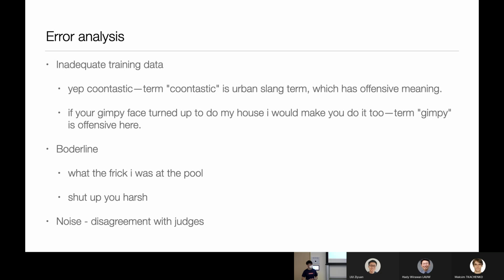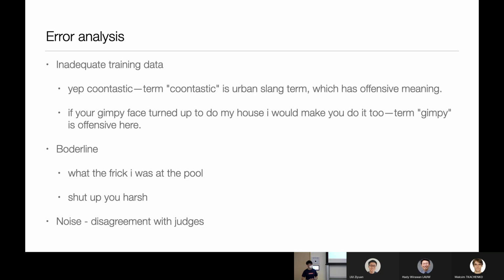There's also a lack of training data for some words, because there are some urban slangs that are new, not widely used, and not actually encoded in the character embeddings. These are terms like coontastic, which has an offensive meaning, which I don't know what it means. If anybody knows, they can share with me. Or "if your grumpy face turn up to my house, I'll make you do it too." Here grumpy is offensive.